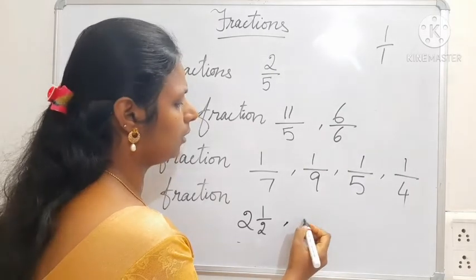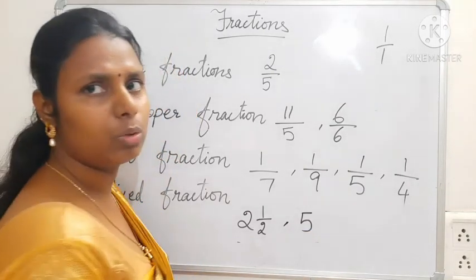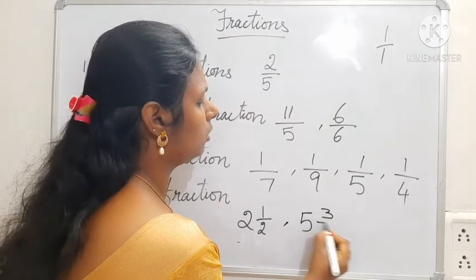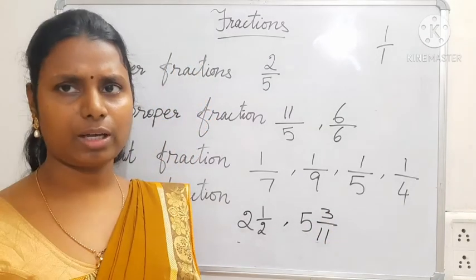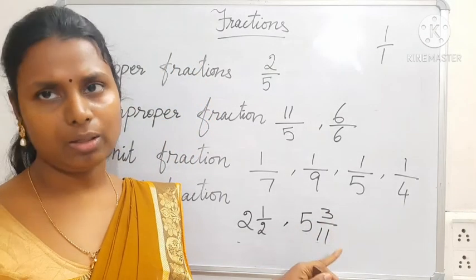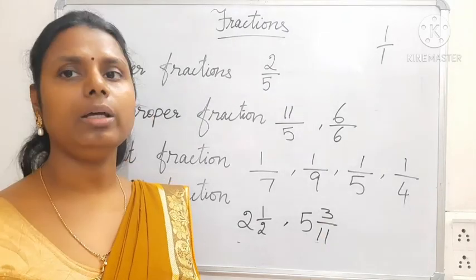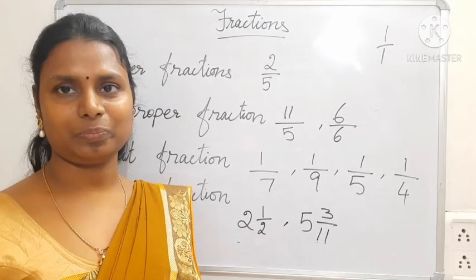Okay, you can take one more example. Any whole number you can take and 3 upon 11. One whole number and one fraction. This is called mixed fraction.